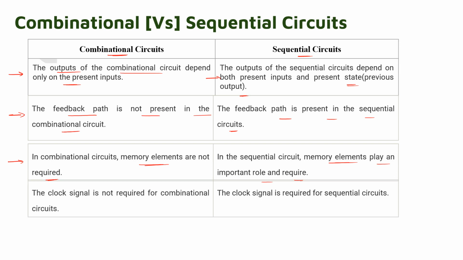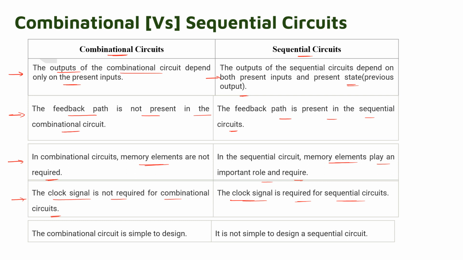Next, if memory elements are not required, there is no need for clock signals. So that point is mentioned here: the clock signal is not required for combinational circuits. Once memory elements are present, the functioning of memory elements depends on clock signals. Therefore, the clock signal is required for sequential circuits.